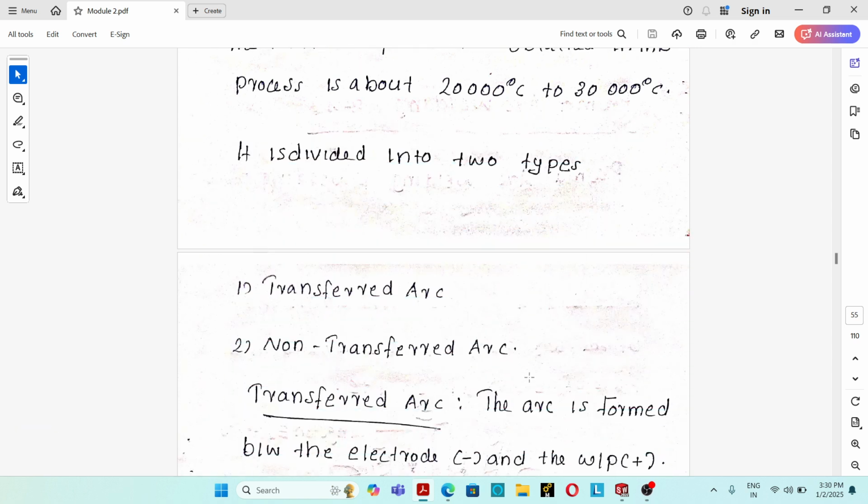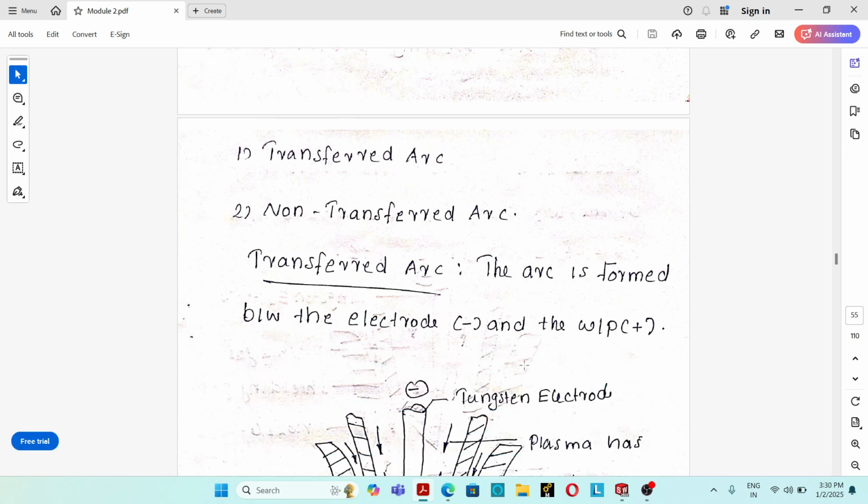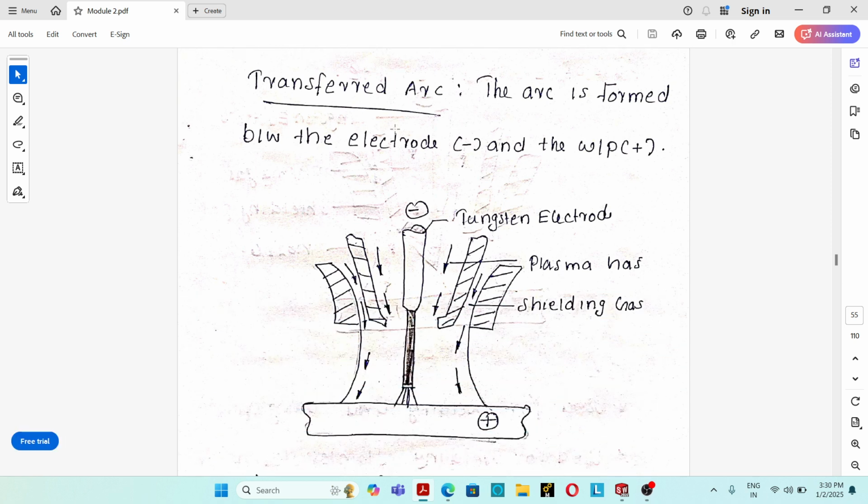The plasma arc welding process is classified into two types. The first one is the transferred arc process, and the second one is the non-transferred arc process. These are the two classifications of plasma arc welding process. So first, the transferred plasma arc welding process.